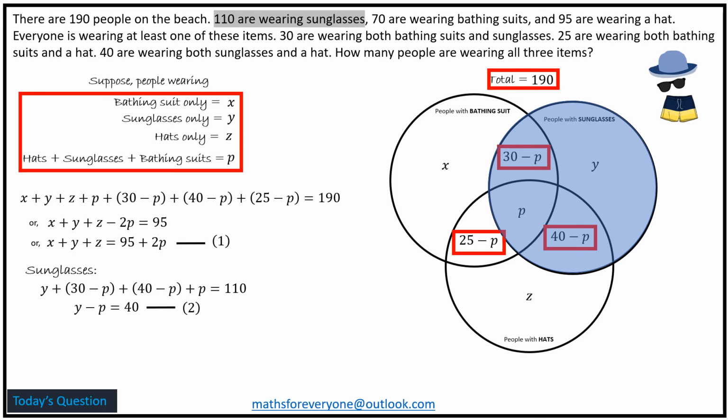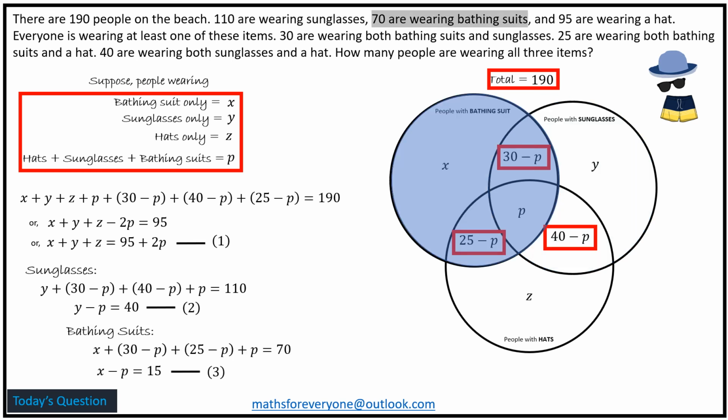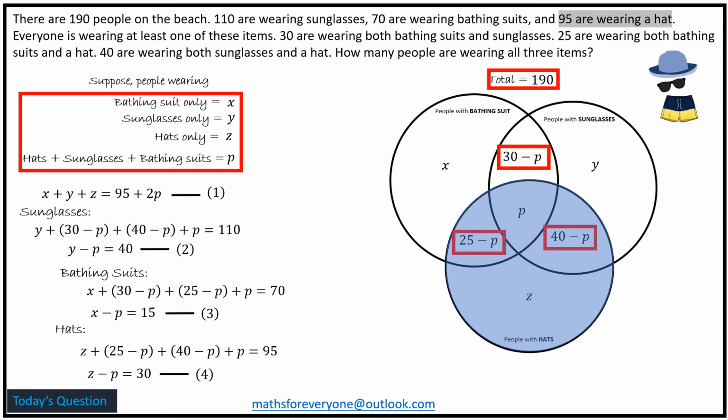It's a bit of a long method I've taken to work the answer out. If you have any shorter method, please do follow that. However, it's important to explain and understand why you've used that method or done the addition or subtraction. Anyway, we get here that Y minus B equals 40. If we repeat this for the bathing suits, we get X minus B is 50, and then we get Z minus B equals 30.